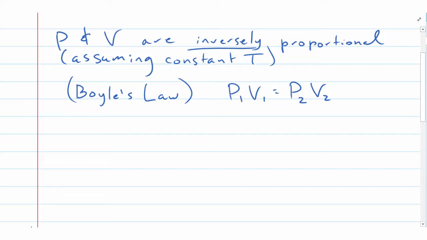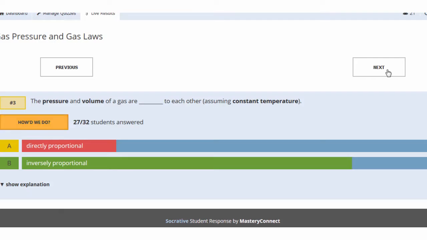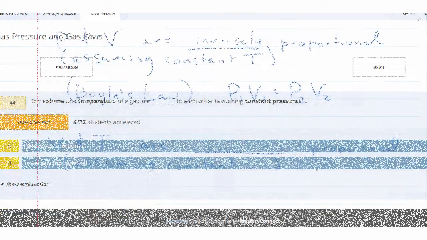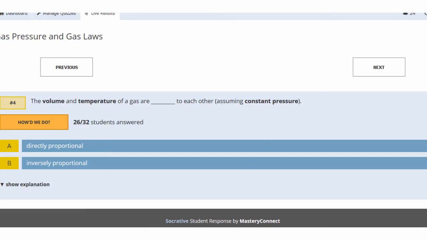So the next question on the Socrative app is, and you can talk with a neighbor, is the relationship between volume and temperature directly proportional or inversely proportional? Think about what you've just observed. 3, 2, 1. And this is a direct proportion.